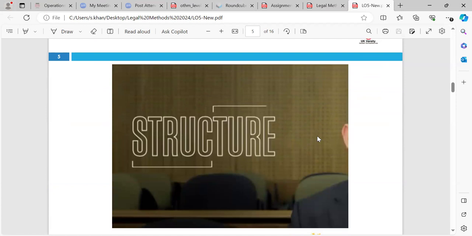It can't be a role play. You need to make sure you're organized. You need to make sure you've got all your research in place. You need to make sure that you're preparing notes and your principal submissions. You need to make sure you're addressing the judge properly as well. And you need to make sure that you're able to handle questions because you'll be thrown questions by the judges.